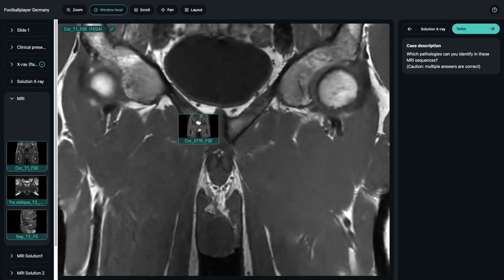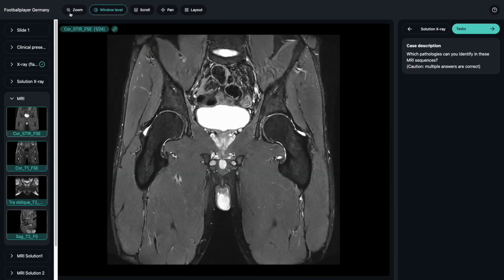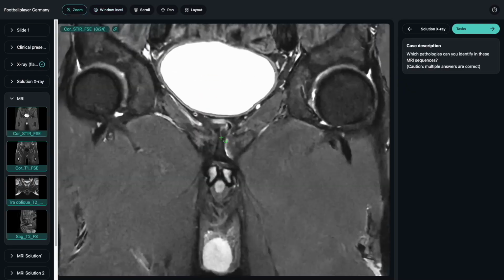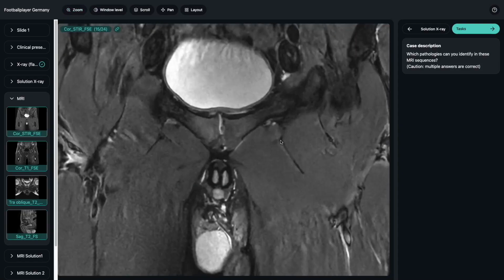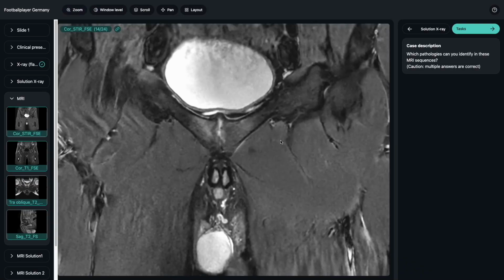In fat-saturated, fluid-sensitive sequences, we can see a cranial disc extrusion towards the bladder. Such advanced degeneration of the pubic joint is commonly seen in young professional footballers. This degeneration is caused by the specific kicking mechanisms in football.